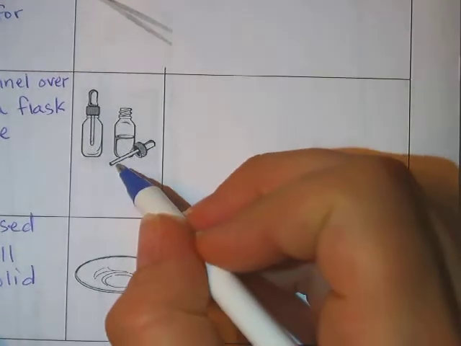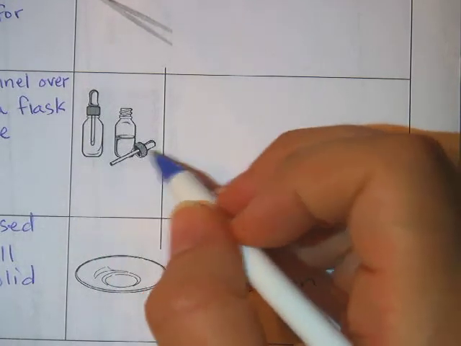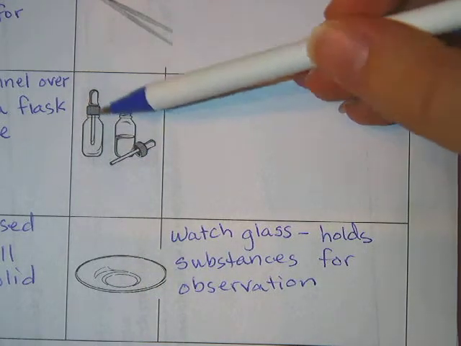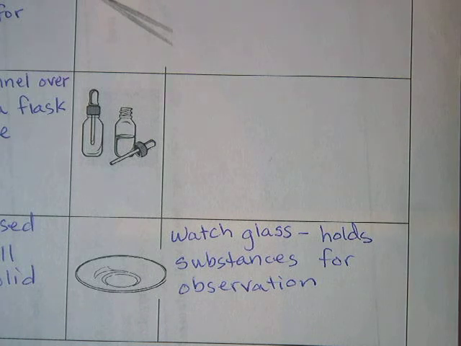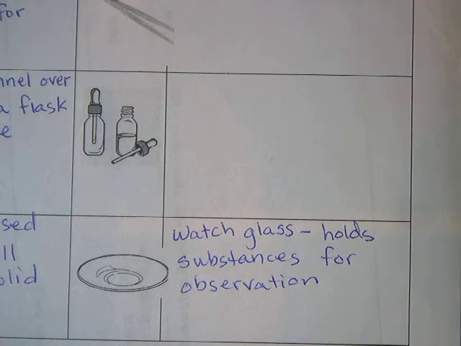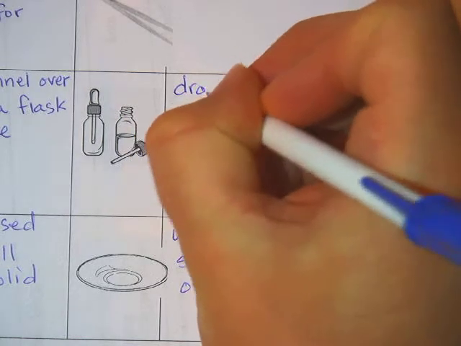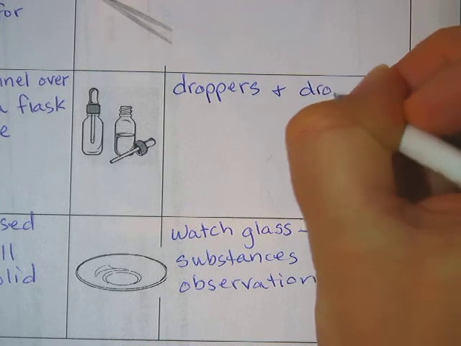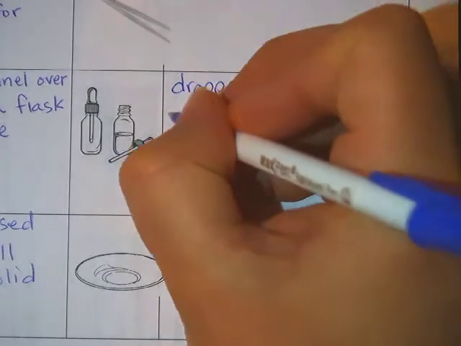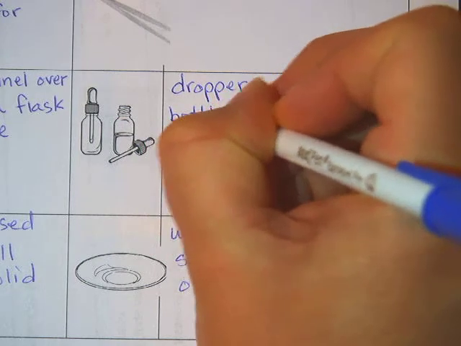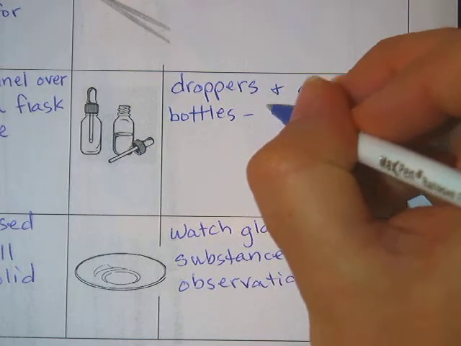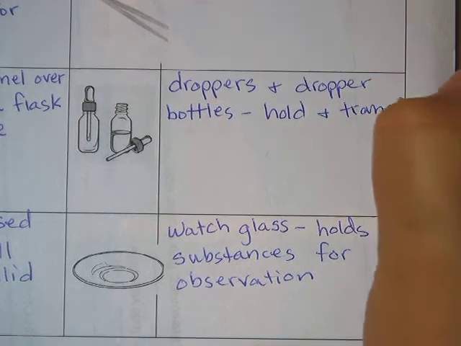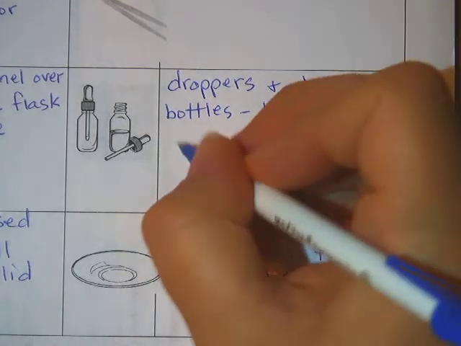This next one, you've probably seen little droppers like this before. At your doctor's office or at home, you might call those eyedroppers. Here, I'm not going to call them eyedroppers because we do not put things in our eyes during chemistry labs. These are just called droppers and dropper bottles. And we use droppers and dropper bottles to hold and transfer small amounts of liquid.